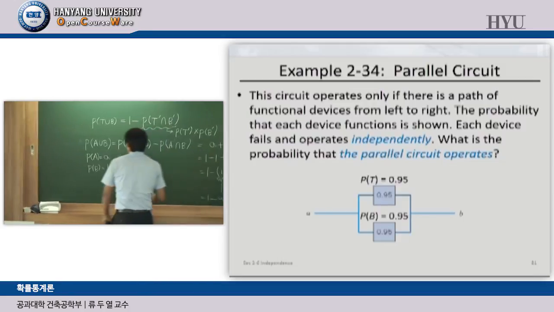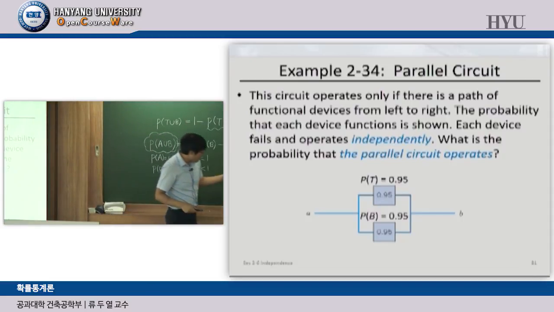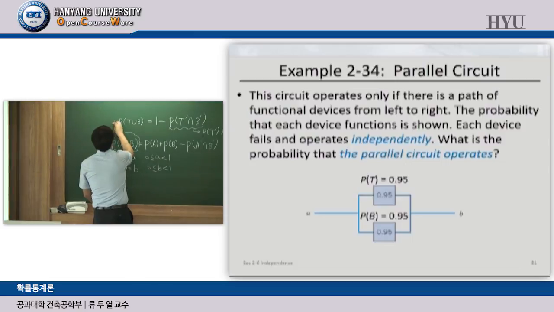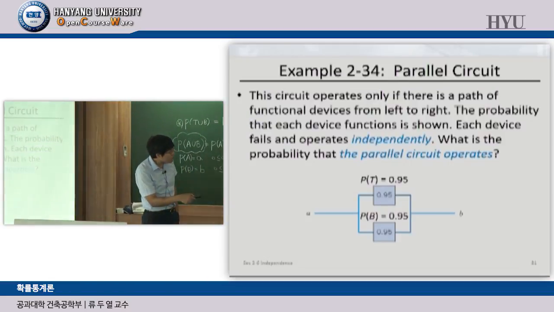So the probability of the union of A and B can be calculated by 1 minus the complement of A multiplied by the complement of B. That is equal to this relationship, right? Okay? So you can use this equation to solve this problem. Okay?